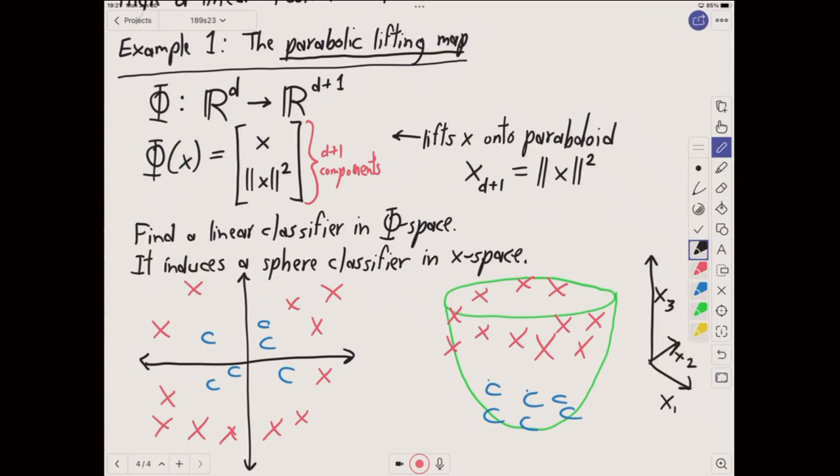And so now what I'm going to do is run a support vector machine on that 3D space on the right. And that's going to give me a linear separator. Since this is 3D space, a linear separator is going to be a plane. And now let's look at where that linear separator intersects the paraboloid. It intersects like this. So that hyperplane passes between the x's and the c's.